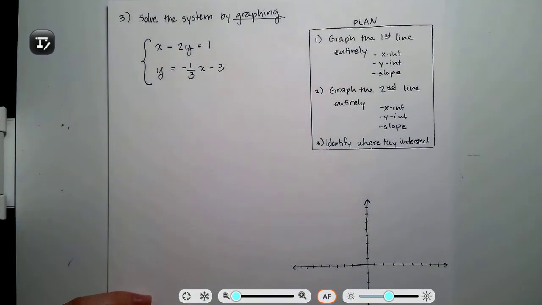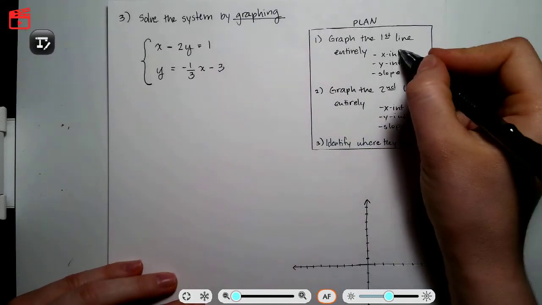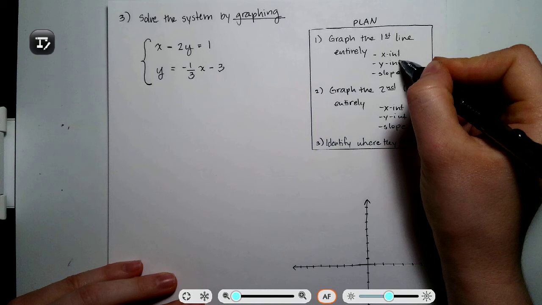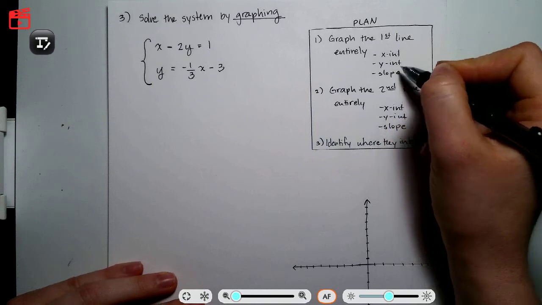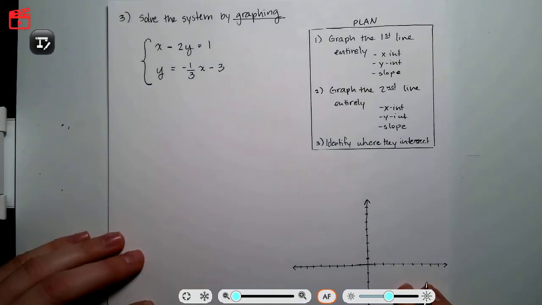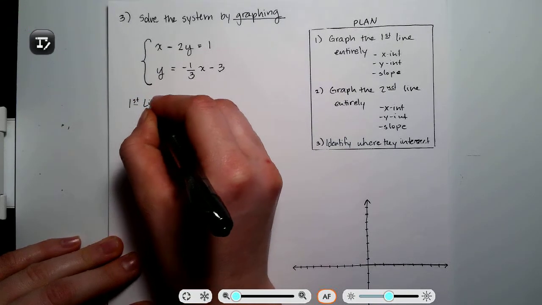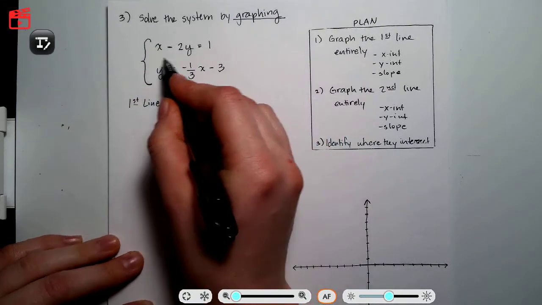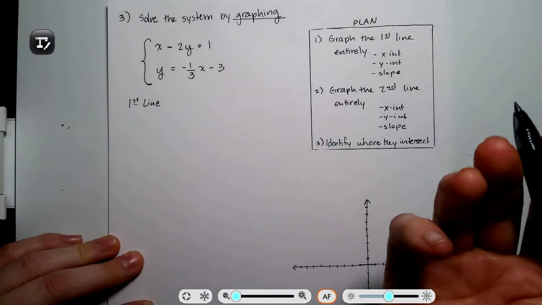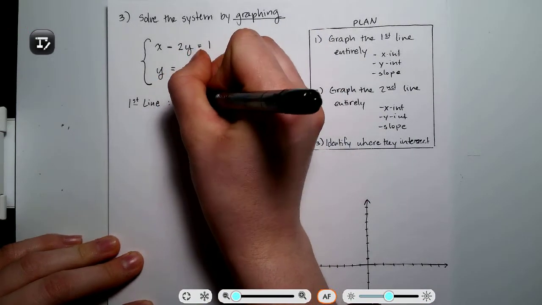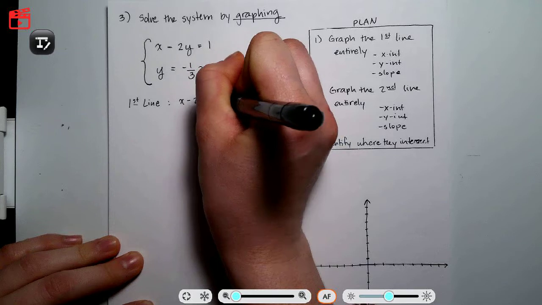Number 1, graph the first line entirely. And remember, this is how we graph lines. We look for the X-intercept, the Y-intercept, and the slope. All right, let's go ahead and do that. So, first line. It really doesn't matter which line you pick. I'm just going to pick the one at the top, as that's the first line. So our first line, x minus 2y equals 1.